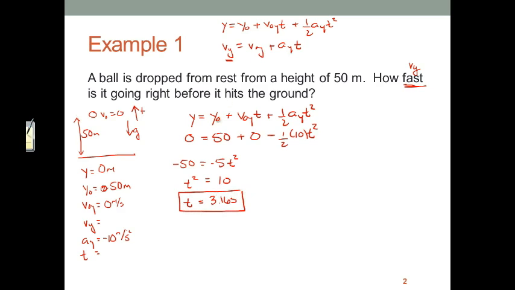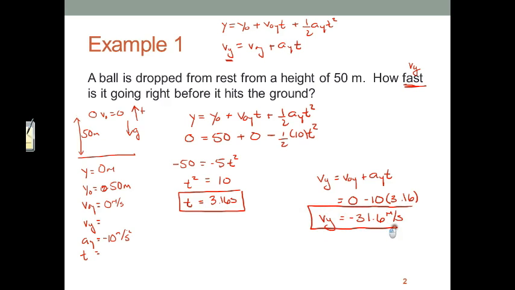I can now use my lower equation to find Vy. So V0y is 0. I can plug that in. A sub y is negative 10. And t we just found is 3.16. 10 times 3.16 is a negative 31.6 meters per second.